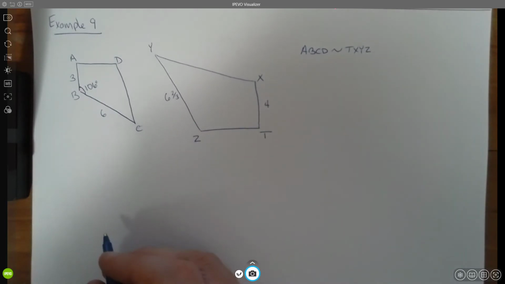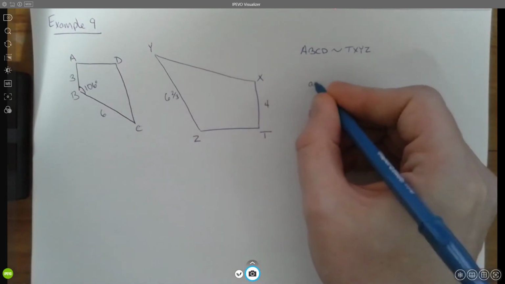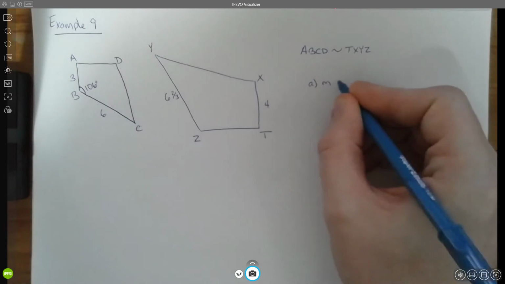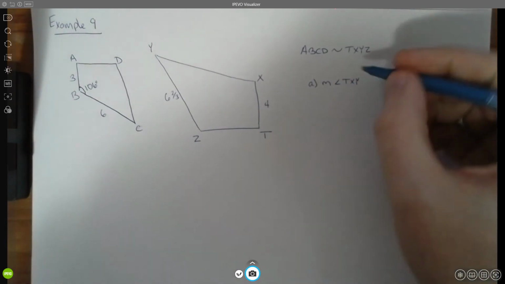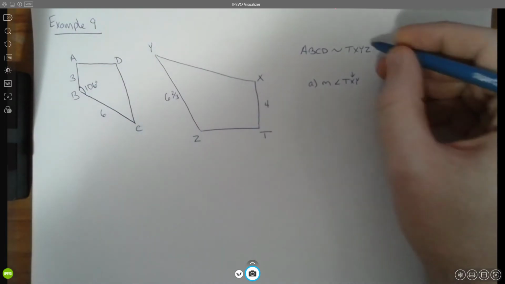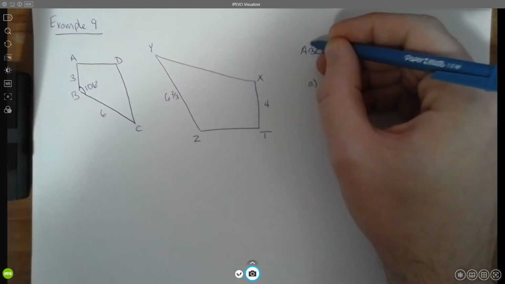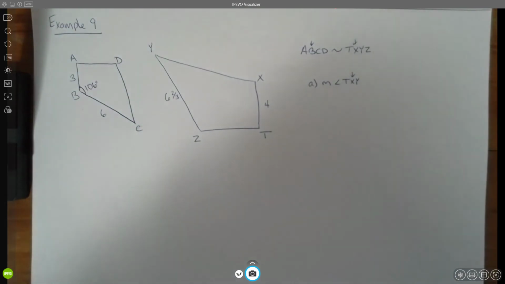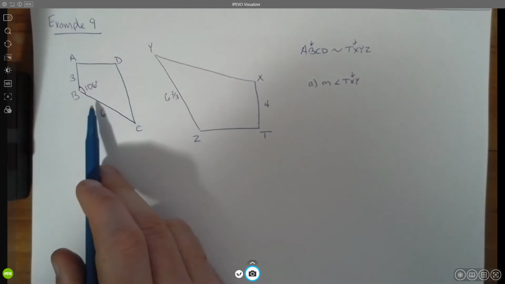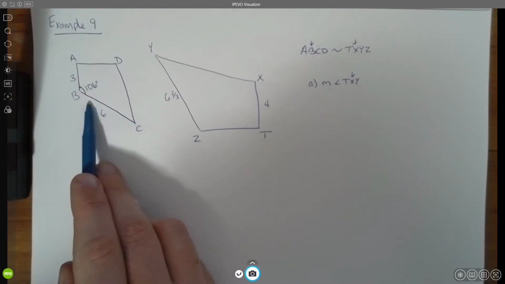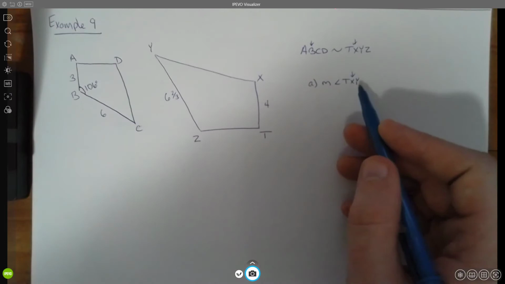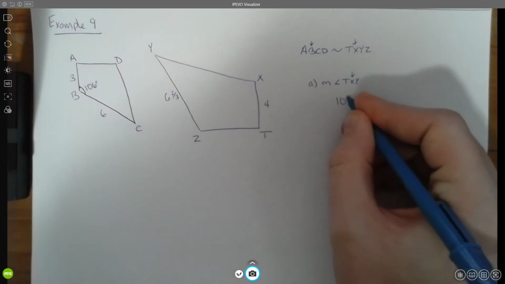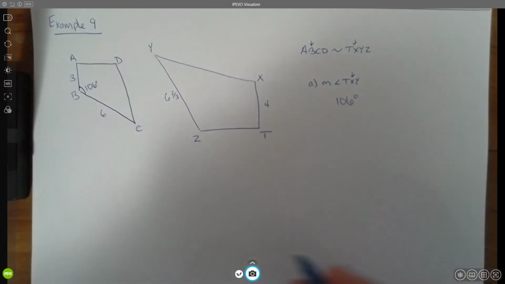So the first part of this question that we're going to try to solve, part A, is what is the measure of angle TXY. And so really the only thing again that we're concerned about is the X, and the X corresponds with, in this case, the B, which is the only angle that we do know. So because they are similar quadrilaterals, if angle B is 106 degrees, then angle X must also be 106 degrees. They have to be the same. So that one was nice and easy to get out of the way.